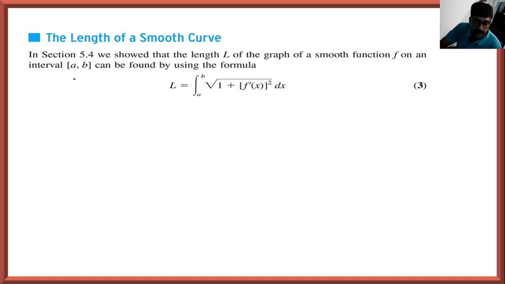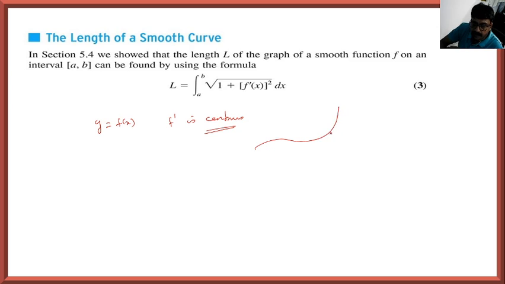In this session, we discuss first the length of a smooth parametric curve. Now, what do we mean by a smooth curve? Suppose we have a function y is equal to f of x. This function is said to be smooth if f dash is continuous. That is, f is differentiable and f dash is continuous. Then we say the function is smooth.